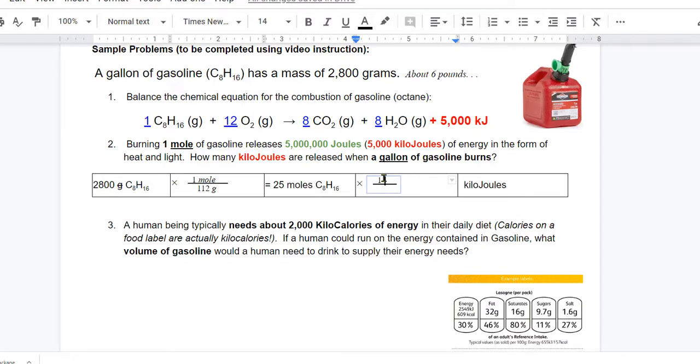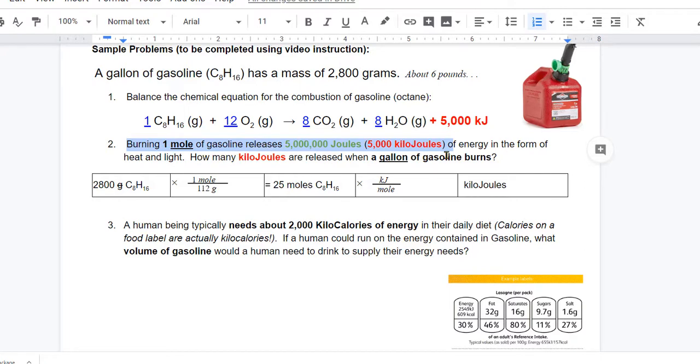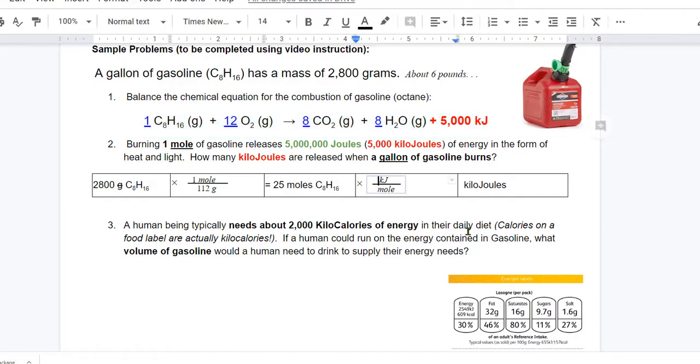If you understand dimensional analysis, kilojoules has to be on the top. So I'll abbreviate that kJ, k for kilo, J for joules. Moles has to be on the bottom. And I need the numbers. The numbers are here. 1 mole of gasoline, burning it, releases 5,000 kilojoules. You can also see it in the chemical equation, 5,000 kilojoules from 1 mole of gasoline. So I just put those in the right places. 5,000 kilojoules from 1 mole.